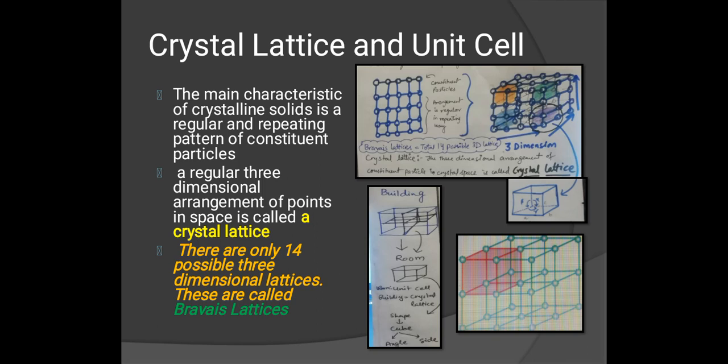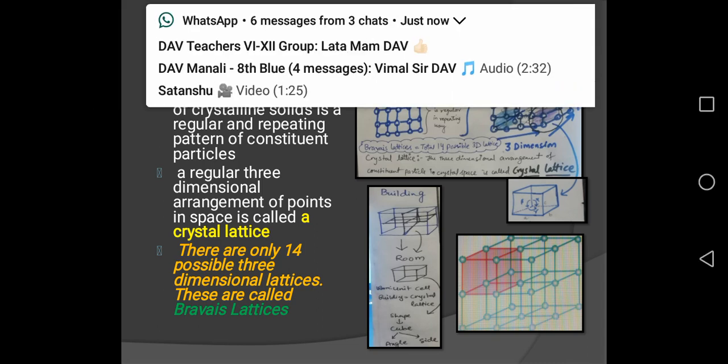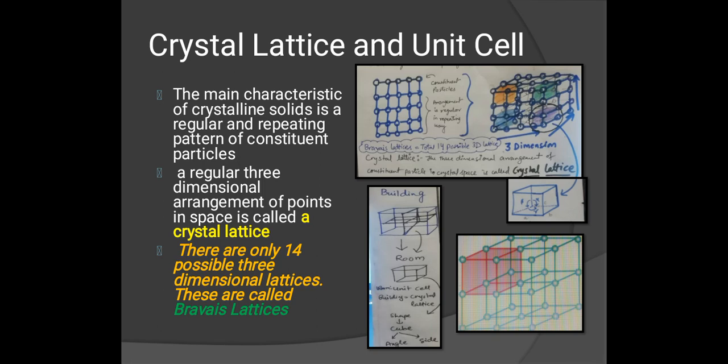The main characteristic of a crystalline solid is a regular and repeating pattern of constituent particles. A constituent particle is the basic particle. Here you can see in 2 dimensions, when a particular shape and a regular sequence, the same repeating geometry, is there, that is called a crystalline solid. If it is in 3 dimensions, then it is called a crystal lattice. We use the specific word crystal lattice.